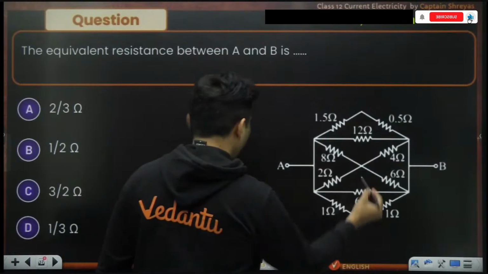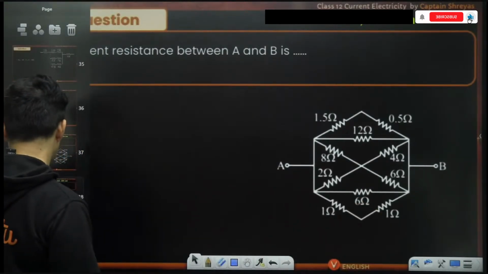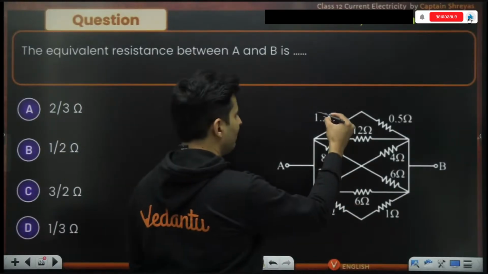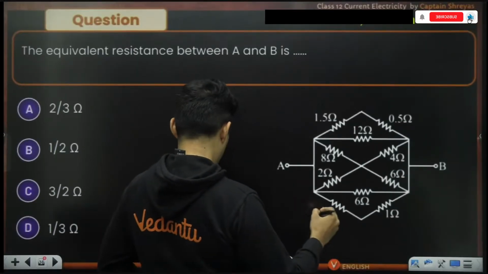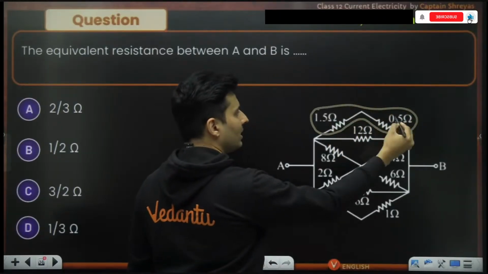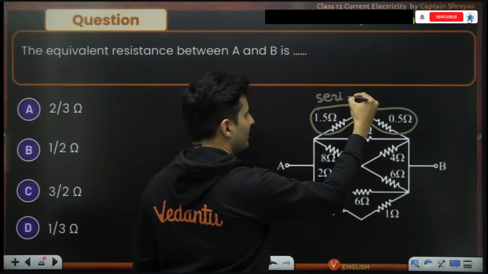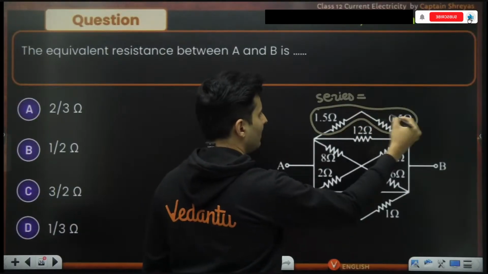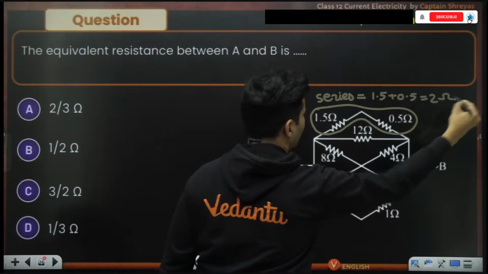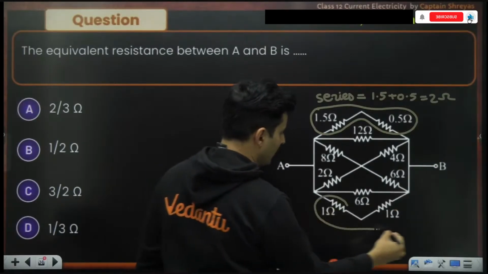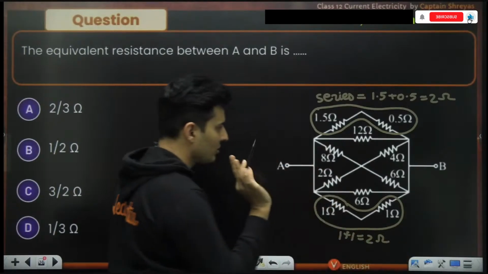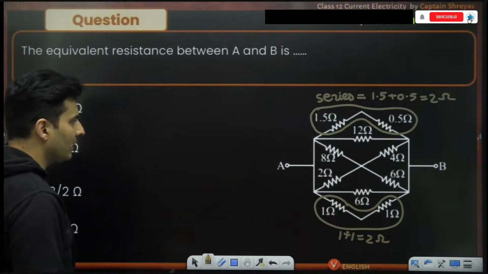First of all, I have already started seeing a couple of things which are directly doable. Like for example, this one. This 1.5 and this 0.5 are in series. So that will be 1.5 plus 0.5 plus 0.5, which is 2 ohms. Same thing over here. Can you see? 1 plus 1 will be 2 ohms, right? We are already able to see that.